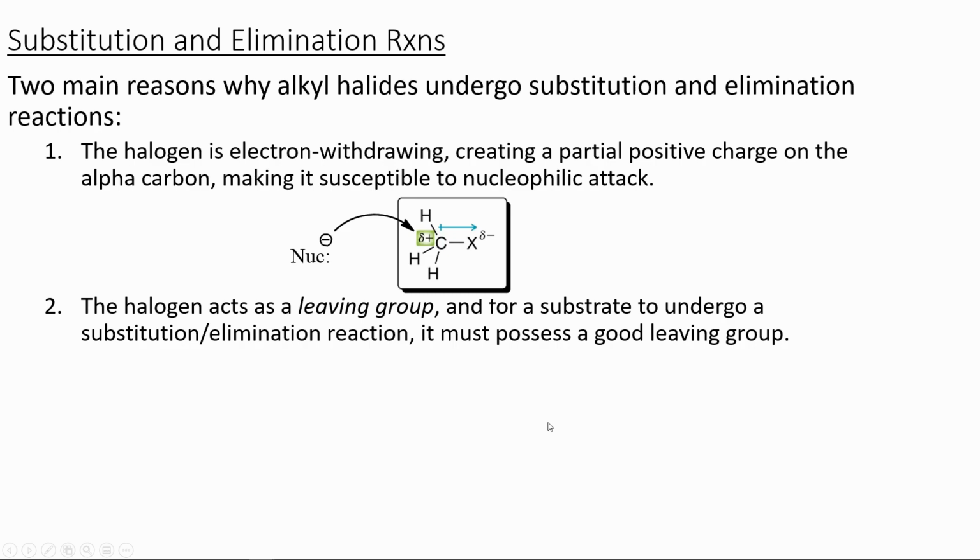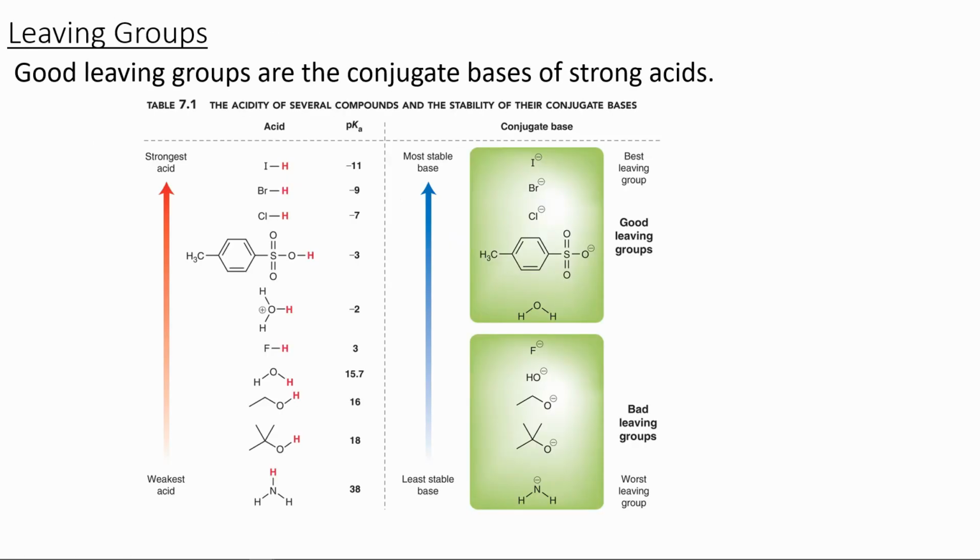In order for a molecule to undergo a substitution reaction or elimination reaction, it must contain a good leaving group. Good leaving groups are going to be the conjugate base of strong acids. So if we look on our pKa table, we have a number of acids that we consider strong acids. And so these are the best leaving groups, the ones that have the strongest acid as their conjugate acid. So iodide, bromine, chlorine, these have very weak bonds with carbon and are very stable on their own. As we move to the weakest acids, we have the worst leaving groups.